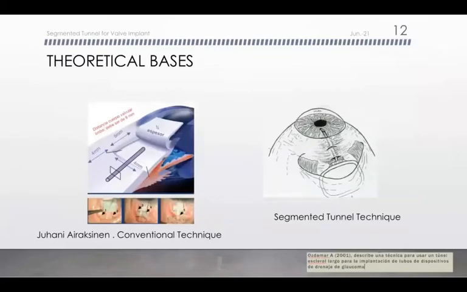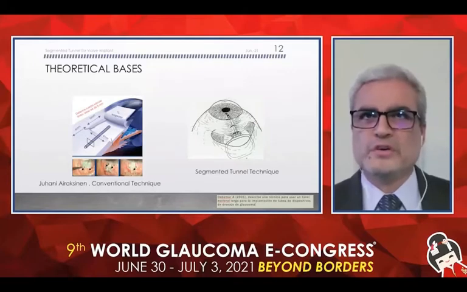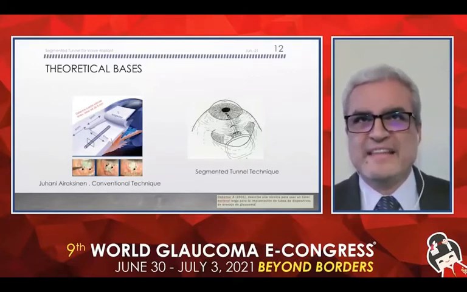In the theoretical basis, we can see that Juhani Airaksinen teaches us the basic techniques for valve implantation. And in 2001, Damar described this technique that we call segmented tunnel. It allows the tunnel to be as long as we want, with good protection of the tube and with better manipulation when placing it inside the anterior chamber.